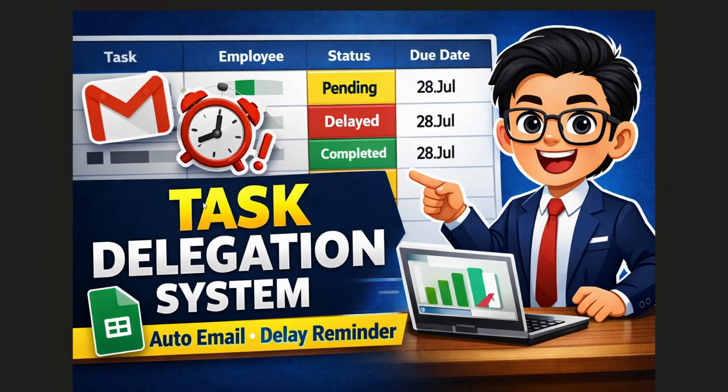A task delegation system is nothing but the manager assigns a task to their employee, and the employee completes it by the dedicated timestamp. Or if it is not completed, the system will automatically give reminders to the employee. Now let's jump into how you can build that.